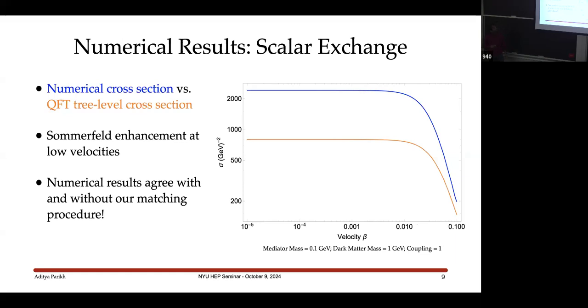And what ends up happening is that those results basically match exactly what we get from doing our matching prescription. So the point here is that we're not losing any of the physics, and we're preserving the accurate description of what's happening at those short distances.